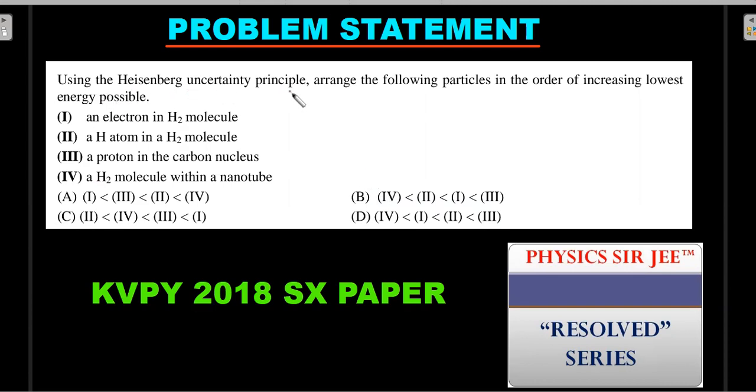Using the uncertainty principle of Heisenberg, arrange the following particles in the order of increasing lowest energy possible. An electron in a hydrogen molecule. The second is a hydrogen atom in a hydrogen molecule, a proton inside a carbon nucleus, and a hydrogen molecule within a nanotube of gas of hydrogen. So these four situations you're supposed to write in order of the energy. Most of the time this energy will be associated in these situations with the kinetic energy. That has not been mentioned, but that is a trivial thing that you need to understand in this problem. Okay, so let's move on with the concept.